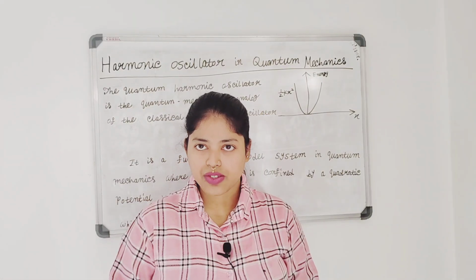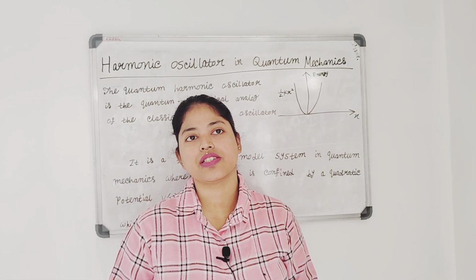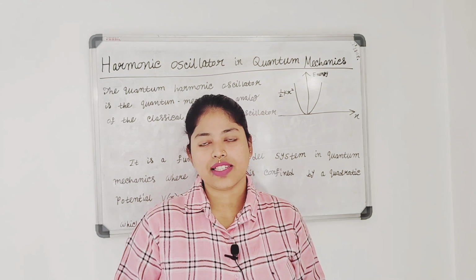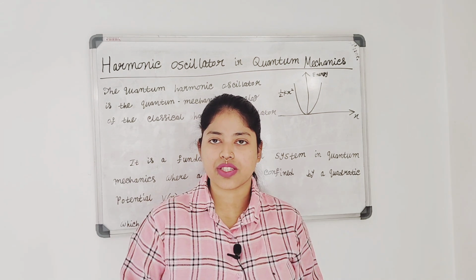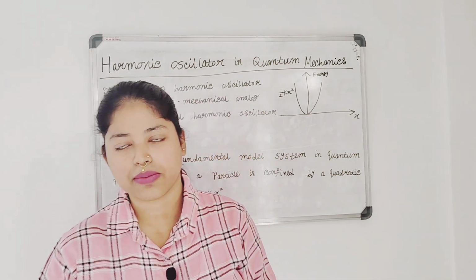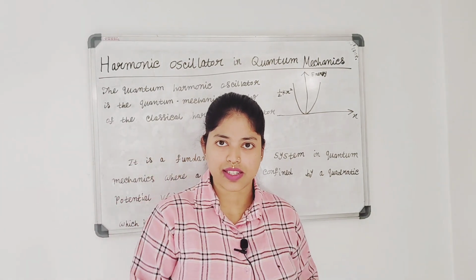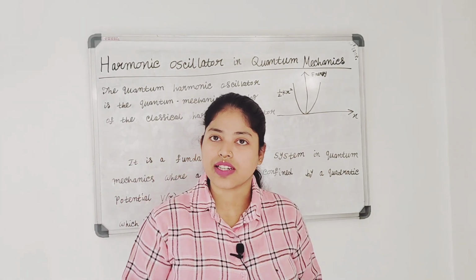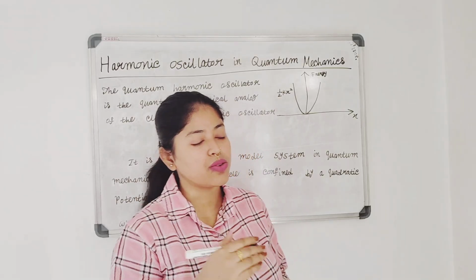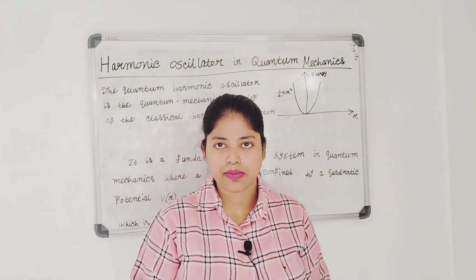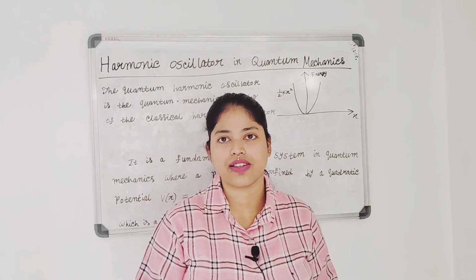This system is crucial in quantum mechanics because it can be solved exactly and it can be used as a good approximation for many systems near stable equilibrium, like molecular vibration. The key features of this system are that it has quantized energy levels and its energy levels are equally spaced, with a non-zero minimum energy called the zero-point energy.